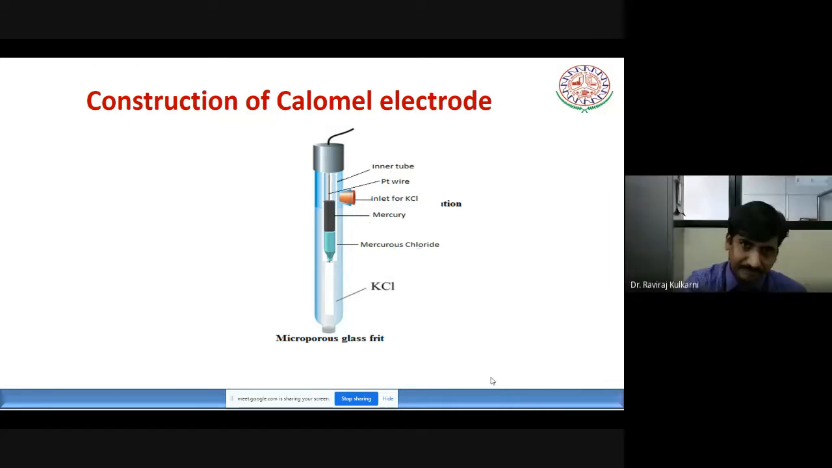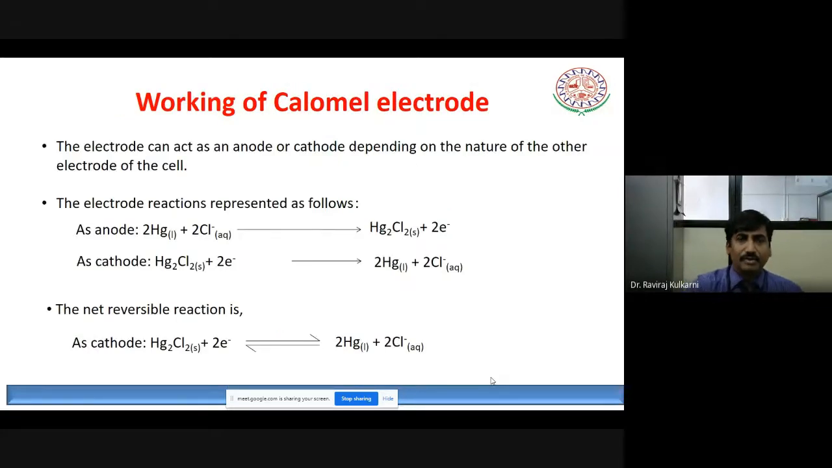Yes, sir. Okay, so how does it work? When I say it's a reference electrode, the electrode can act as both anode as well as cathode, depending on the nature of the other electrode. If you connect the calomel electrode to a more anodic material like lithium or magnesium, then the calomel electrode should behave as cathode. If you connect the calomel electrode to silver, then the calomel electrode should behave as anode, because silver is cathodic. Is that clear to you?